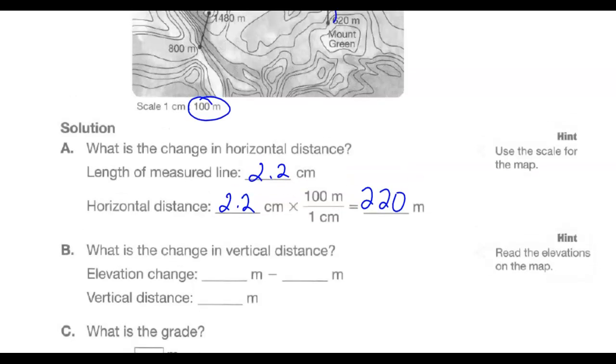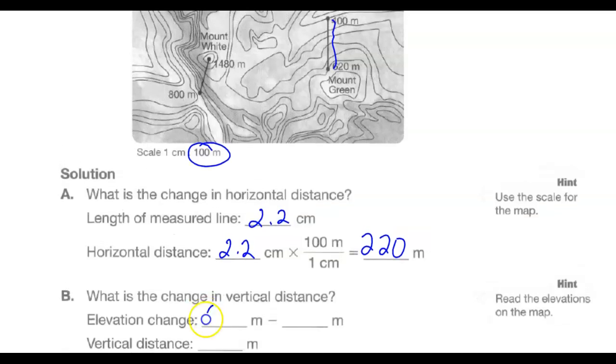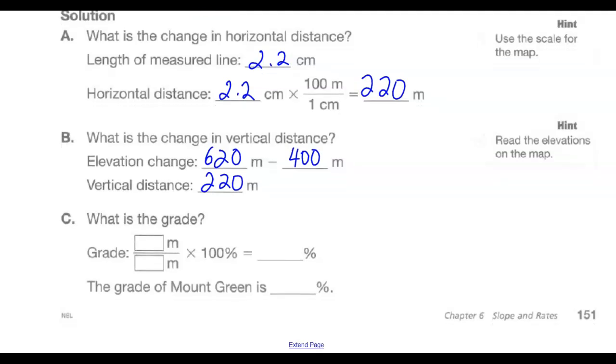Okay, and then what is the change in the vertical distance? So we need to take the 620 and subtract the 400, which is 220. And so that's our rise, 220, and our run is 220, so they're exactly the same. So that's going to be 1 times 100, which is 100%. So the grade of the mountain is 100%.